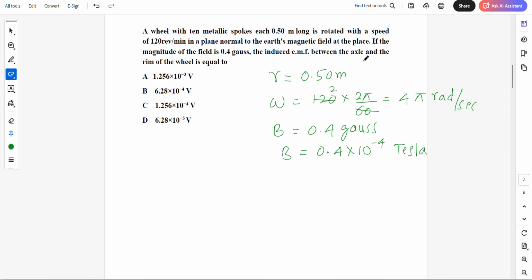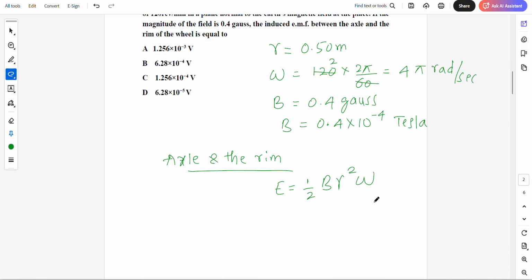Now, the induced EMF between the axle and the rim. What is the induced EMF? What is the formula for that one? Induced EMF is equal to half into B R square omega. Half B R square omega.